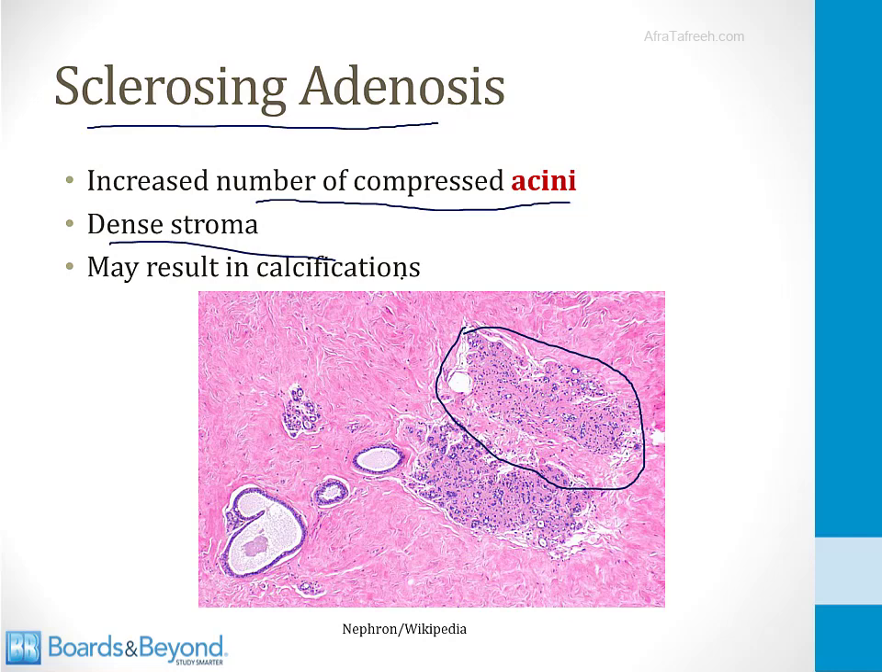Importantly, sclerosing adenosis sometimes results in calcifications, which can be picked up on a mammogram. So a woman can have a breast lump and calcifications on mammogram, and there can be concern that she is developing breast carcinoma. But then the biopsy shows something like what's on the screen here. That is good news because this is not a malignant lesion. However, it is associated with an increased risk of developing breast carcinoma later in life.